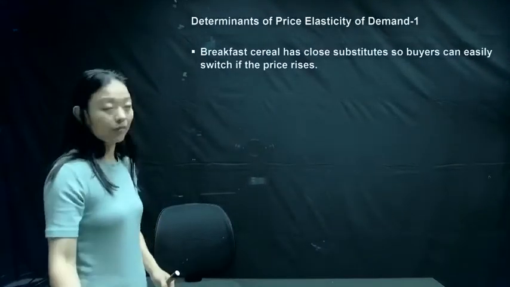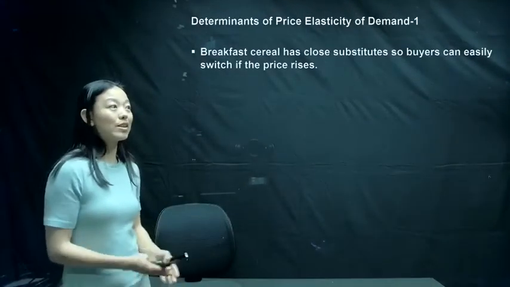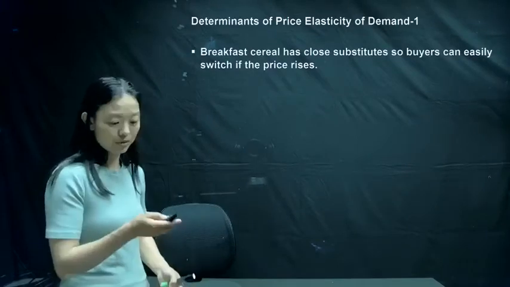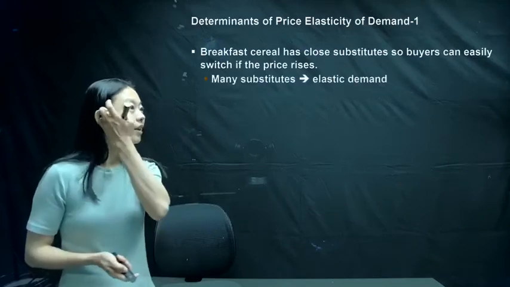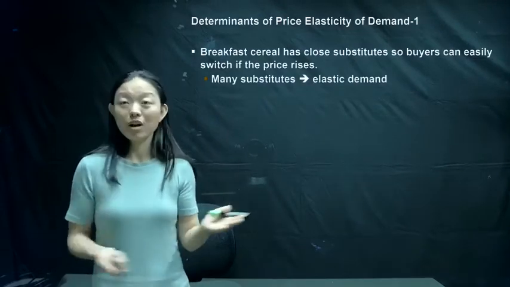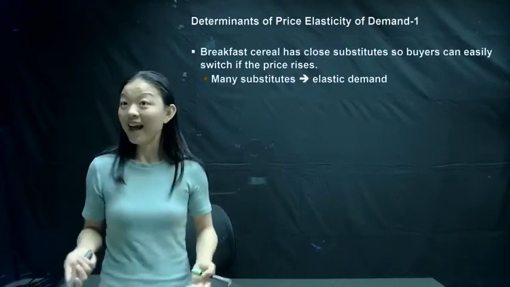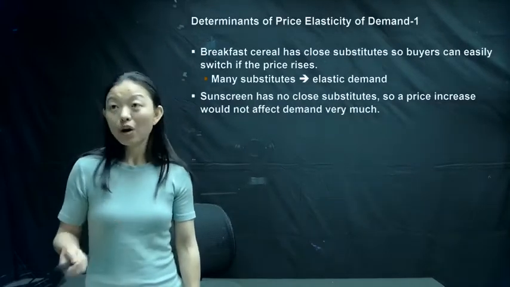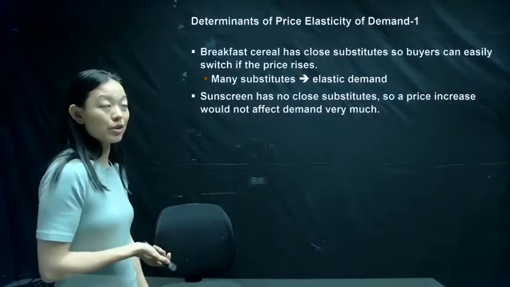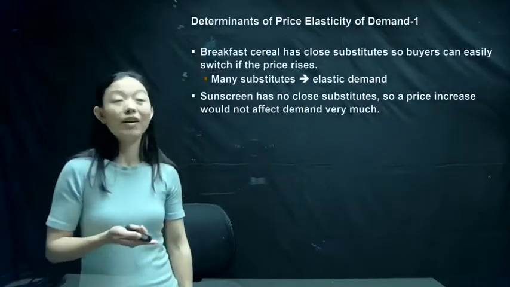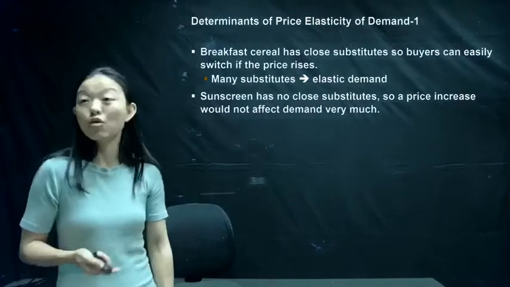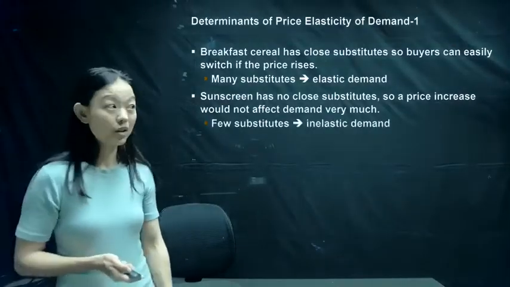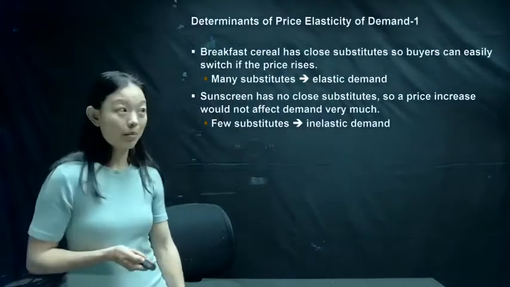So let's see. For breakfast cereal, we know it has close substitutes, so buyers can easily switch if the price increases. So many substitutes means demand will be elastic. For sunscreen, we would like to say it has no or few close substitutes. So a price increase will not affect the quantity demanded very much. Therefore, fewer substitutes means inelastic demand.